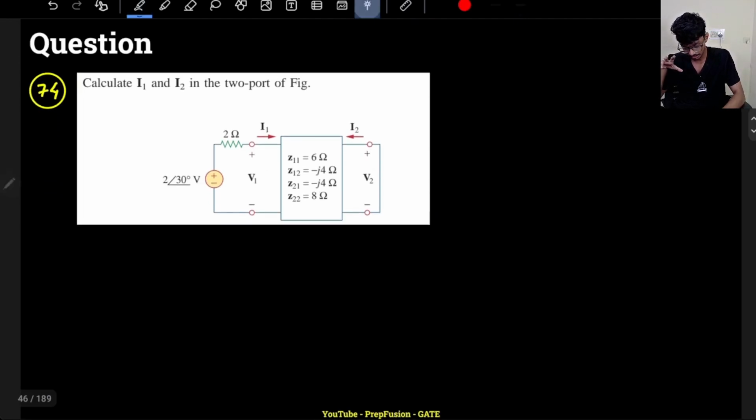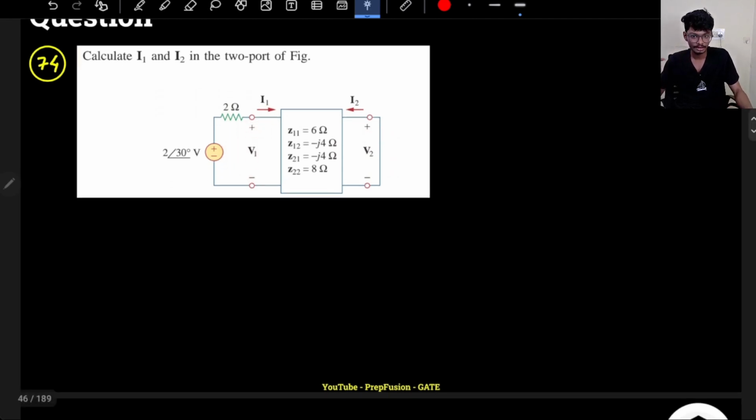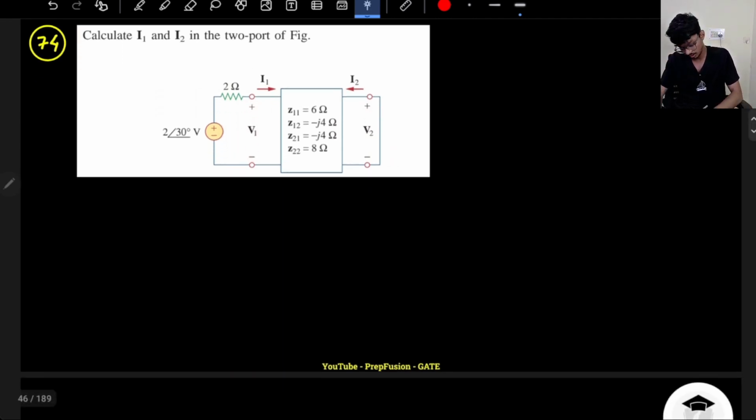Now let's calculate these values, the port currents I1 and I2. If the Z parameters are given, how do you find the port currents? This also we will learn. Here, what you have to do is, you are given the Z parameters. First you will write down the equations. So let me write down the equations first.